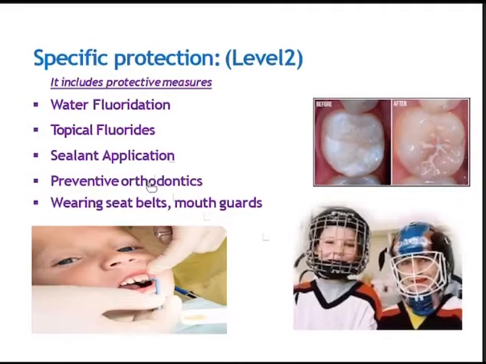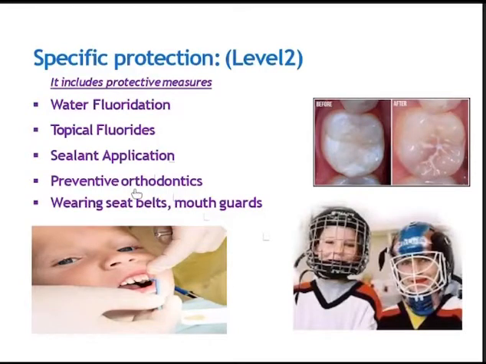Preventive orthodontics can also be used, which includes space maintenance. When a primary tooth is lost, you give an appliance to maintain that space so that the permanent tooth erupts in that space properly. So you prevent malocclusion. That also comes under specific protection.